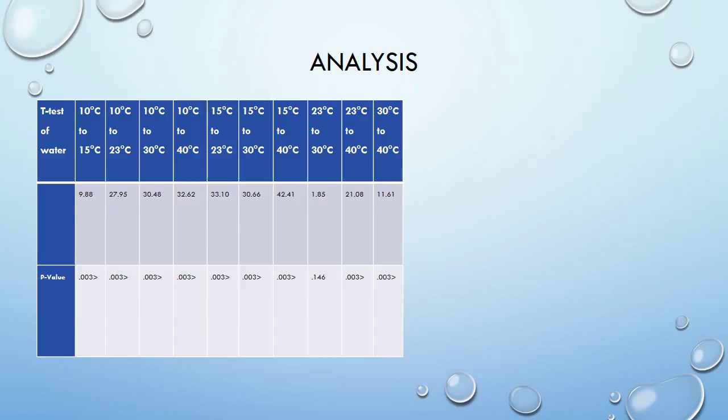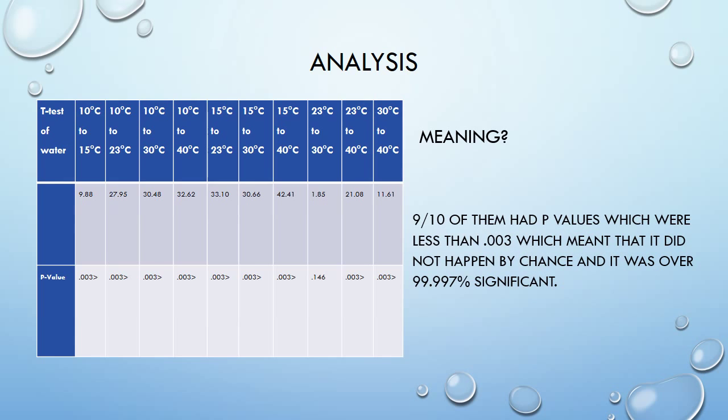For the t-test of the water, I compared the water from temperature to temperature because I was more accurately able to describe when the effervescence stopped. From different temperatures, from 10 to 15, 10 to 23, all of them, the t-values were extremely high, which meant that the p-value was extremely low. And so 9 out of 10 of them had p-values less than 0.003, which meant that it did not happen by chance, and that it was over 99.997% significant.